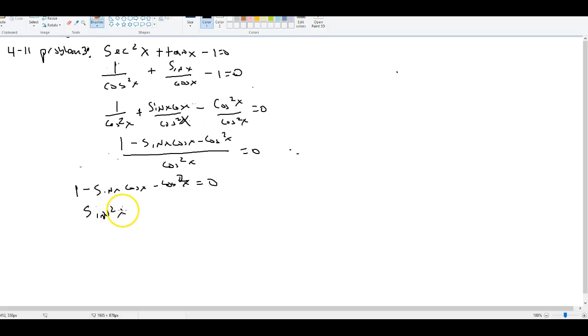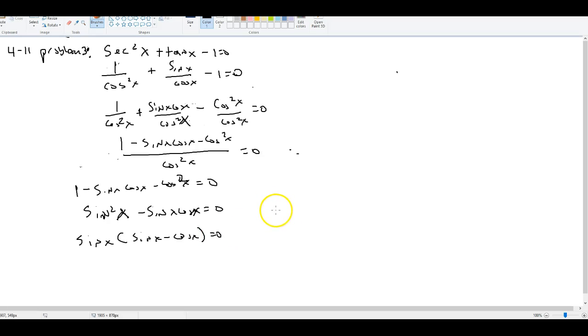Terrible writing, sorry. Sine squared x minus sine x cosine x. Remember that 1 minus cosine squared is sine squared, so that's where I got that from. Now I can factor it because I have a common term. I have a sine in both of these, right? So I'm going to pull out a sine. Sine x times (sine x minus cosine x) equals 0.